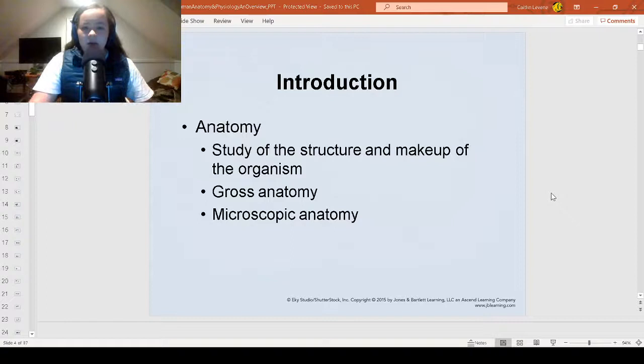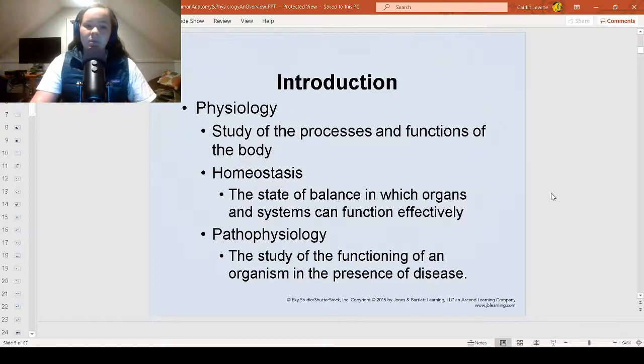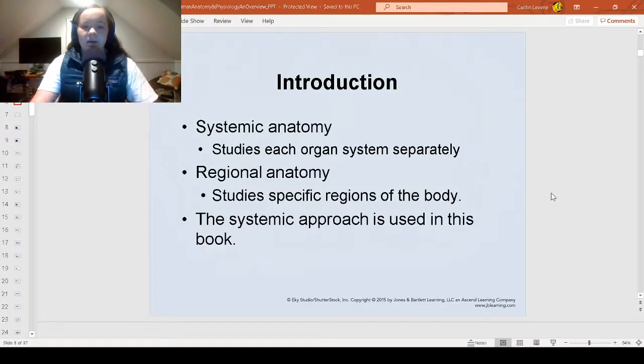To begin, anatomy is the study of the structure and makeup of the organism. It is gross anatomy and can be continued down to a microscopic level. Physiology is the study of the processes and functions of the body. Homeostasis is the state of balance in which organs and systems can function effectively. Pathophysiology is the study of the functioning of an organism in the presence of a disease.